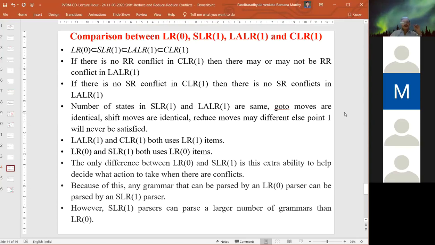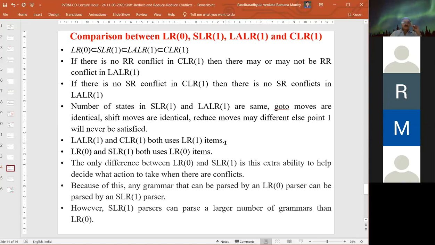Goto moves are identical, shift moves are identical, only reduce moves may be different in SLR and LALR. LALR and CLR both use LR1 items.